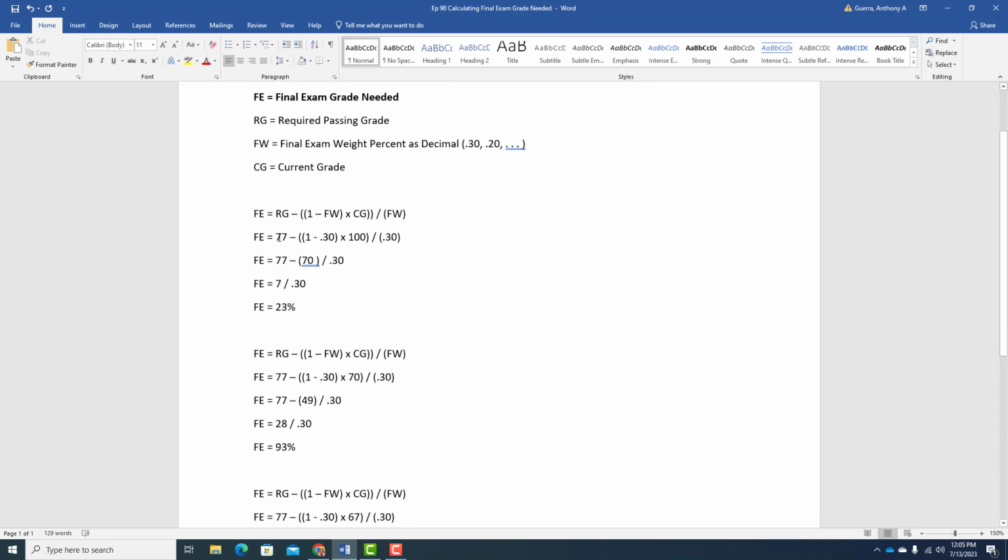So let's say at your school the passing is 85 instead of 77. It would be 85 minus, open parentheses, 1 minus 0.3, times your current grade, right, over 0.3, assuming that 30% is your final exam. So again, it's very flexible. You can change it however you need, but the idea is to be able to go into the final exam knowing exactly where you stand in every class, so that you can better divide your time, so that you make sure that you spend the most time on the classes that you're a little bit behind, and a little bit less time on classes that you're way ahead.